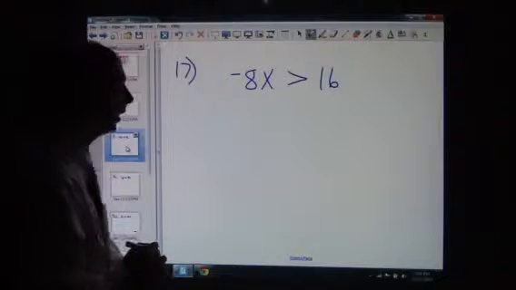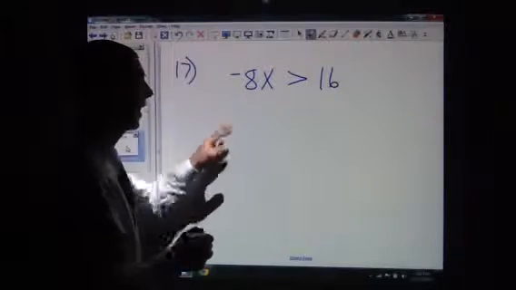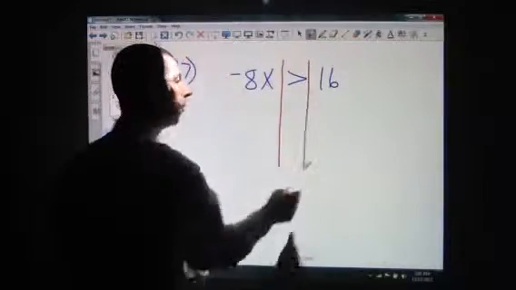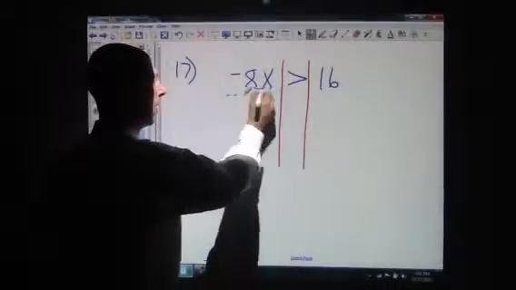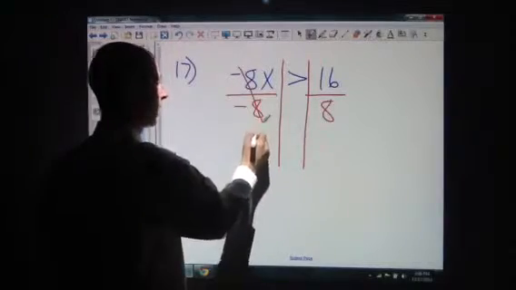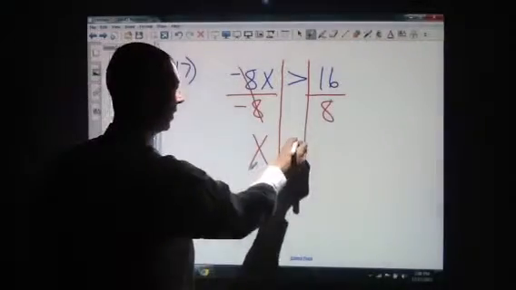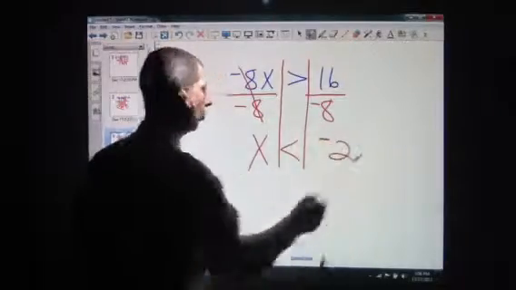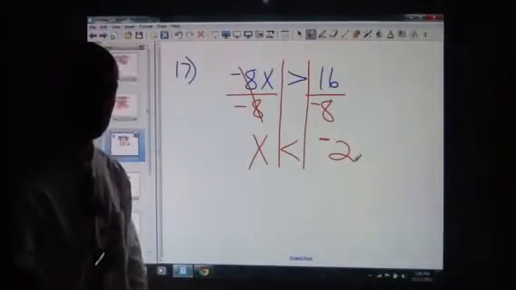Okay, here's another one, and this is where it's easy to get mixed up. Okay, we have a negative number here, and any time that we divide both sides or multiply both sides by a negative number, we need to switch the inequality symbol. So if we divide by negative 8, and we go over here and we divide by negative 8, these cancel, but we have to switch this inequality symbol, and I'm going to show you why in a second here. So this ends up being less than, in this case, this should be a negative 2. We divided both sides by negative 8 to get x is less than negative 2.